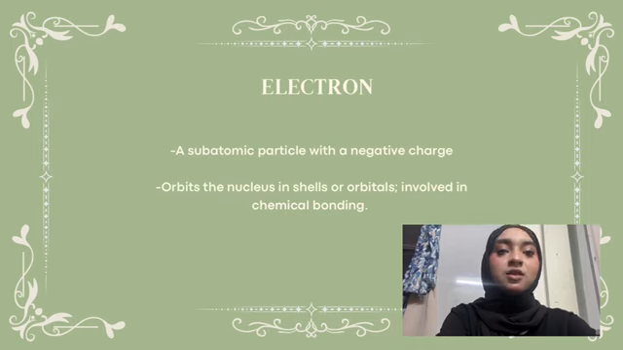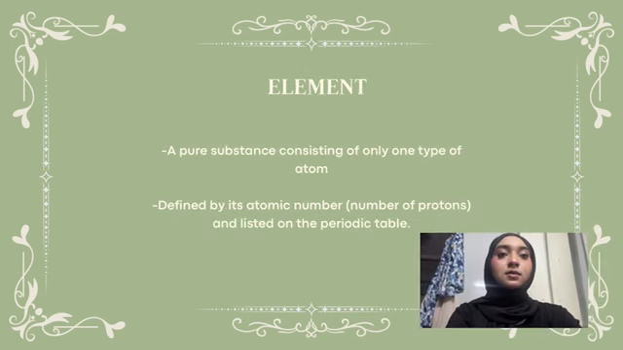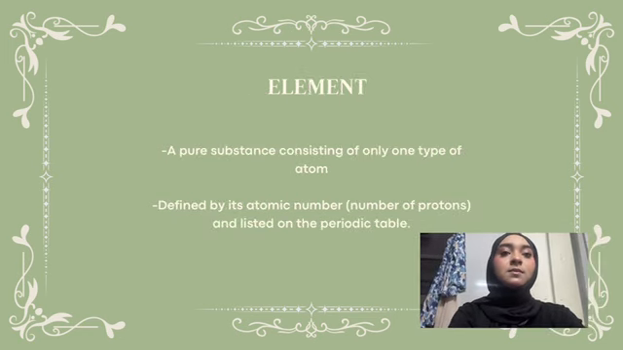Number 3 is electron, a subatomic particle with a negative charge, orbiting the nucleus in shells or orbitals, involved in chemical bonding. Number 4 is nucleon, the total number of protons and neutrons in an atomic nucleus, also known as the mass number, which represents the atom's mass. Number 5 is element, a pure substance consisting of only one type of atom, defined by its atomic number, the number of protons, and listed on the periodic table.